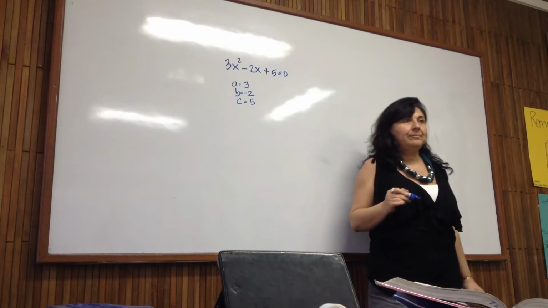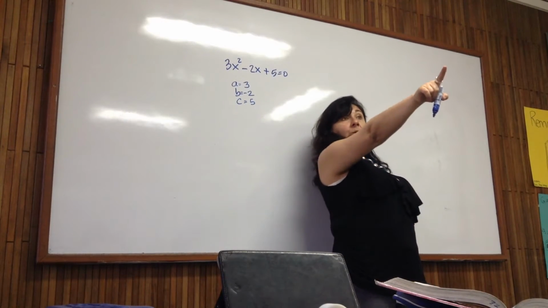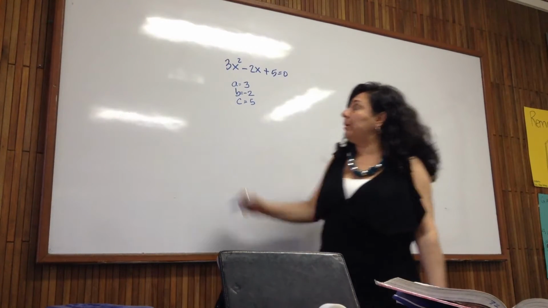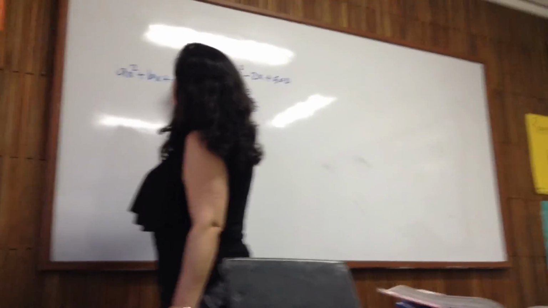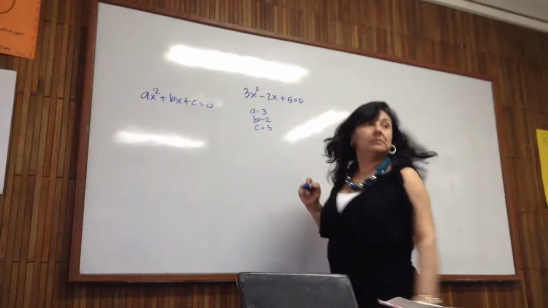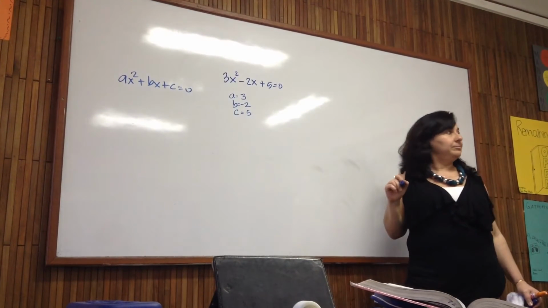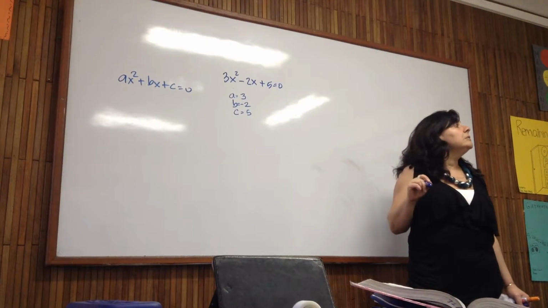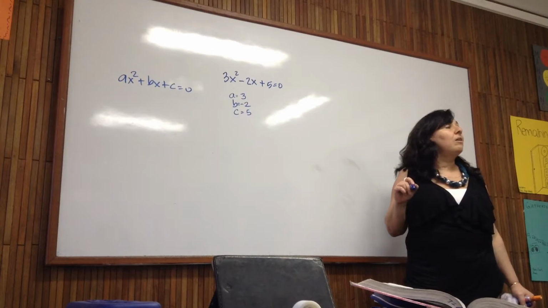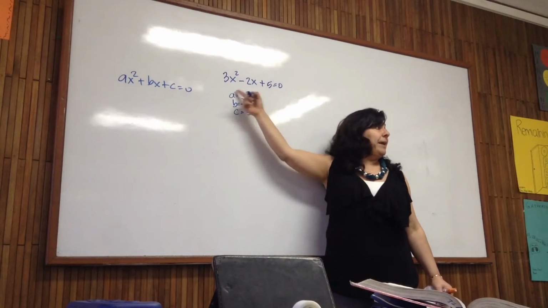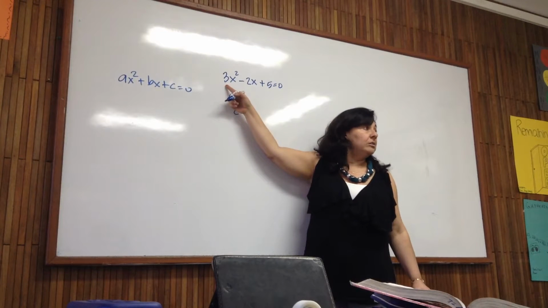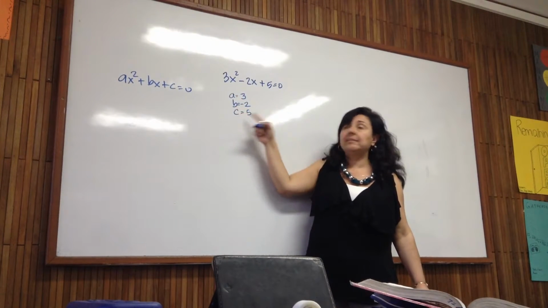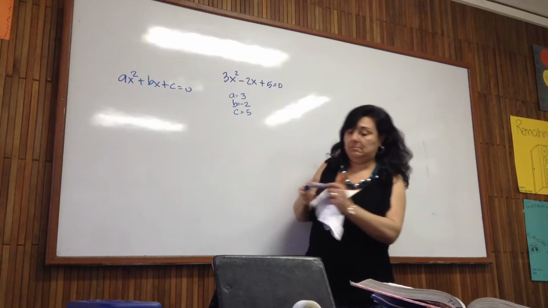Also, it's in order. That's what we started out with. Remember it was ax squared plus bx plus c equals 0. The a is here because it's the one next to the x squared. The b and the c. Literally the same thing.